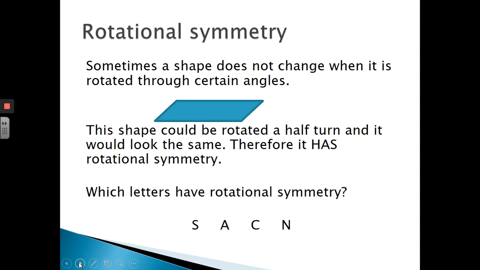Okay, so let's have an experiment. There are some letters below. Which letters have a rotational symmetry? Okay, have you guessed it? So S should have some rotational symmetry, whereas A will not. Neither will C, but N will have rotational symmetry as well. So again, getting the child to physically turn shapes around to identify rotational symmetry is a really good starting point.